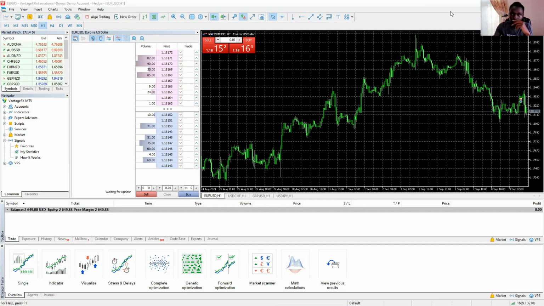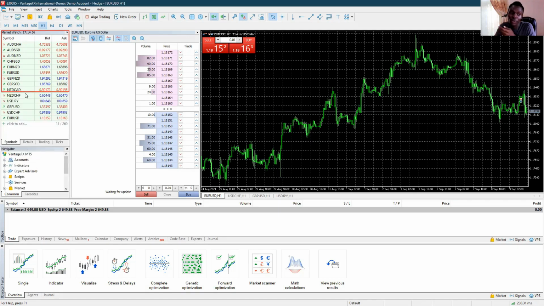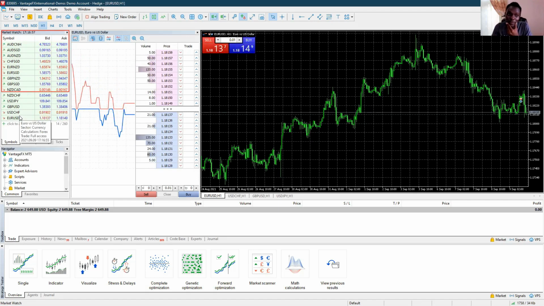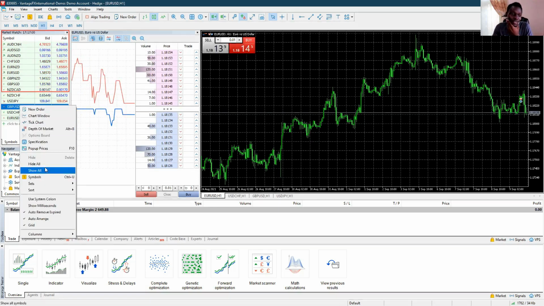So you have the Market Watch here. These are your pairs, the pairs that you're going to be trading. Most times when you first open your trading terminal, you don't actually see all the pairs. For some reason, most of the pairs are hidden. Here we have just about, I don't think it's up to 20 pairs, but definitely these are not complete. So you just right click and then you click on show all.